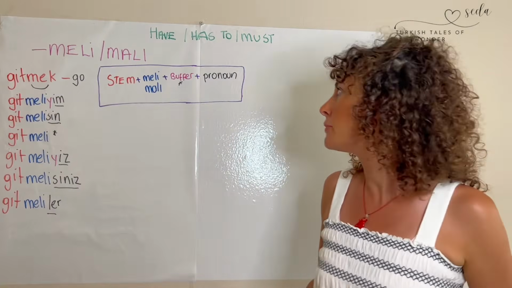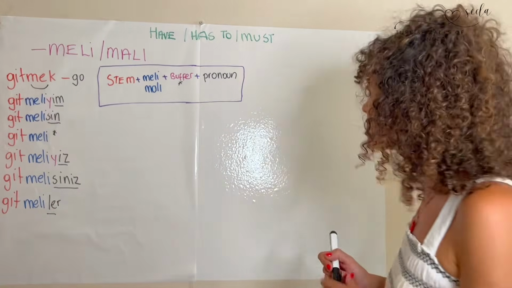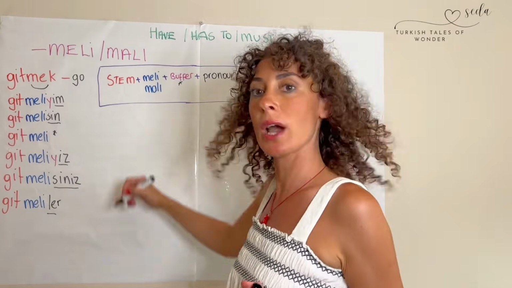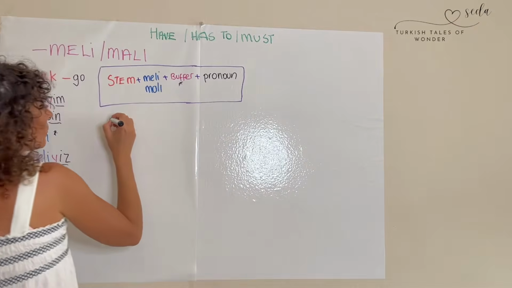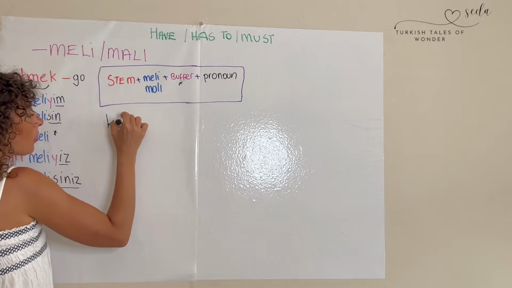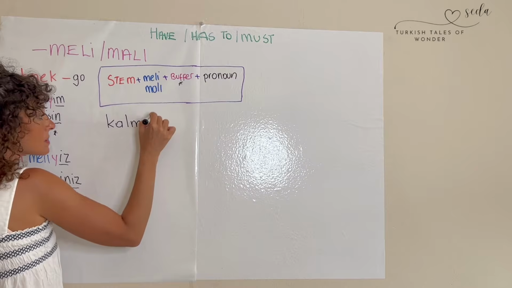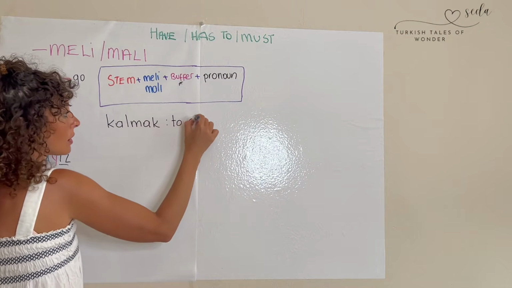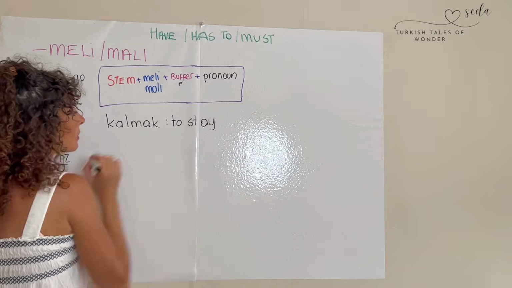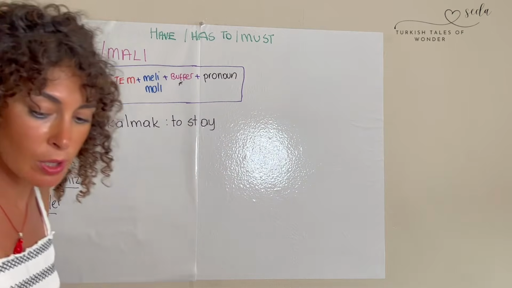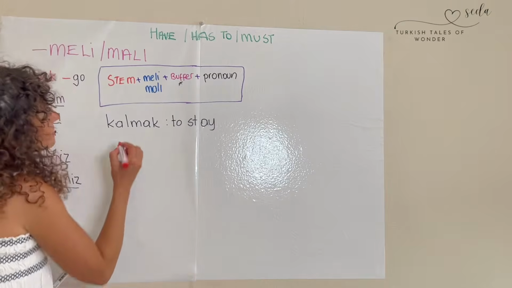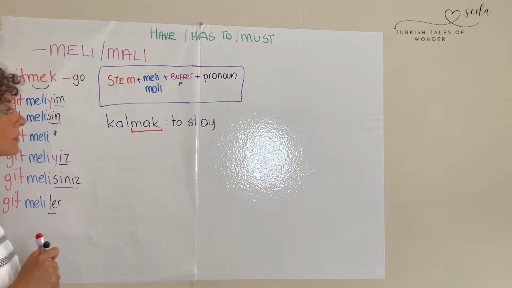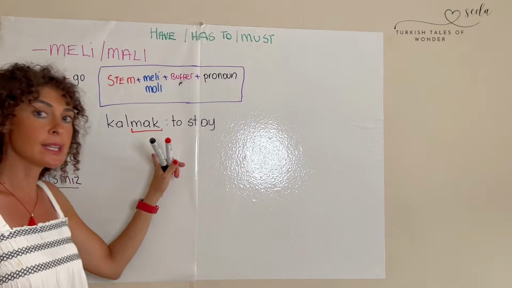Okay, let's give you another example. Let's say kalmak, to stay. I will write it here. I will use one color for now. Kalmak. This is the dictionary form. To stay. So, what do we do? We swim. It's like Finding Nemo. Have you seen Finding Nemo? I love it. Okay, you have to take this out.